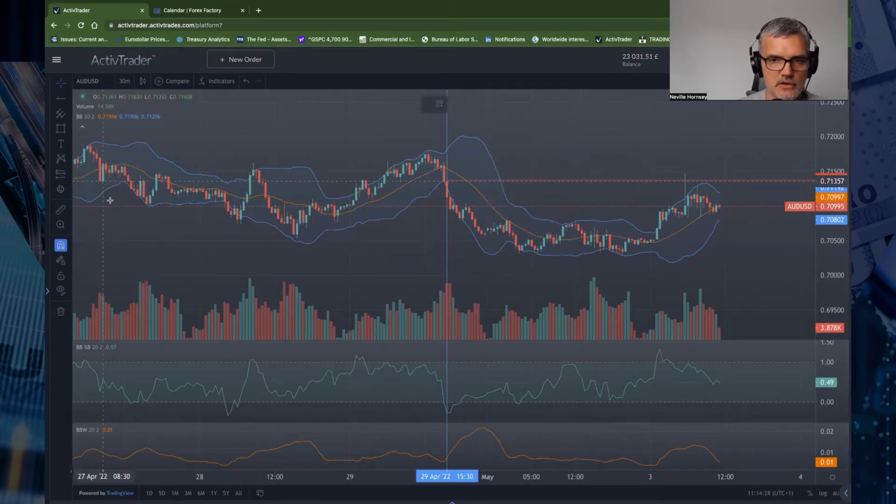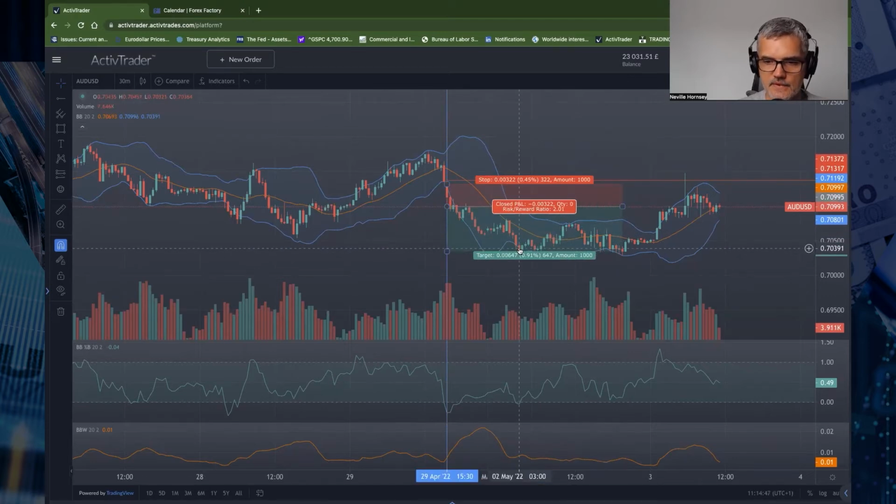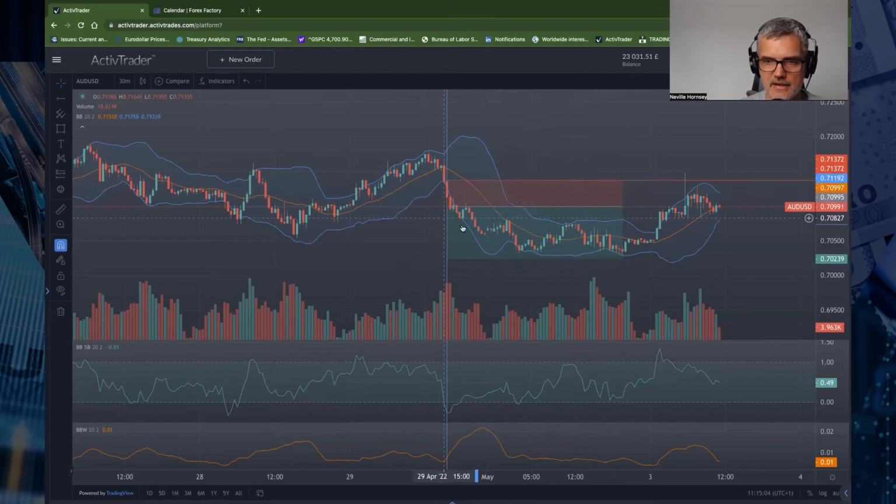So if we were to go short the low of this candle and then drag out 1 to 2, we can see here that at 3 o'clock in the morning on 2nd of May, we didn't get down to a risk reward of 1 to 2. 1 to 2 would have us come all the way down here. So anybody that was short from here might not have actually hit the profit target.